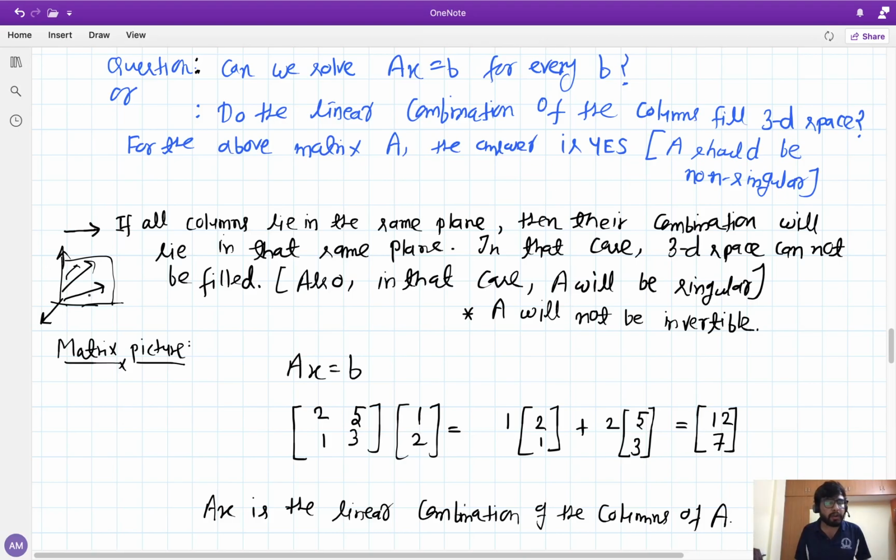So we cannot leave that 2D plane with only vectors that are in the same plane. The result cannot go out of that plane, it is quite intuitive, right? So these are the things.